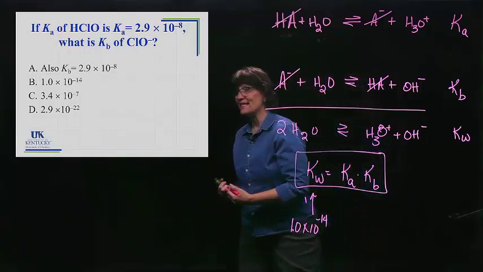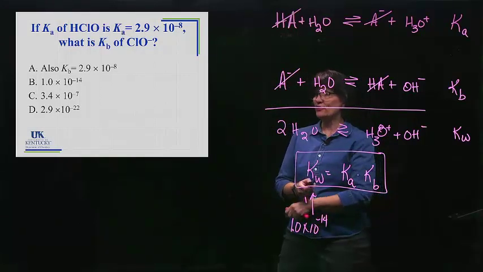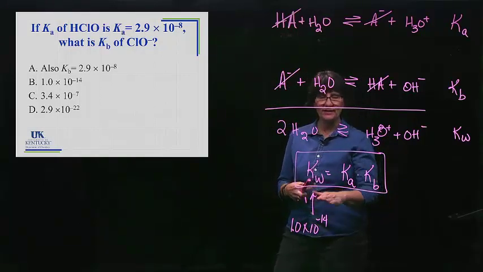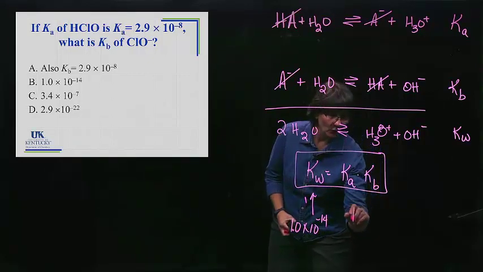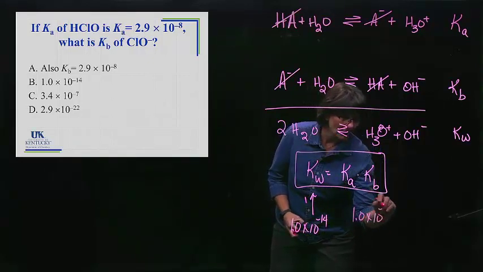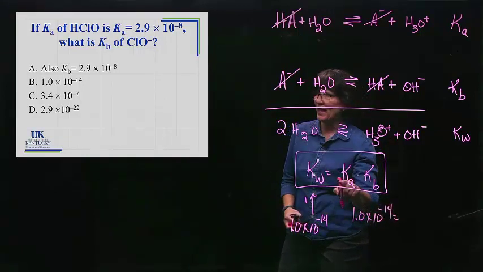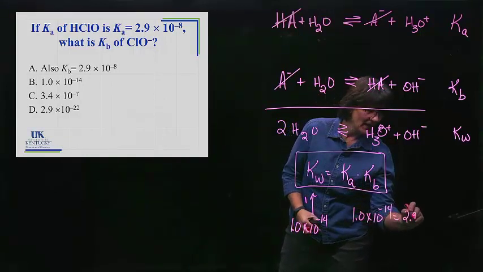Well, did you get C as your choice? Well, that is the correct answer. How do you get C? Well, you plug in what you're given. You know Kw is 1.0 times 10 to the minus 14. You know Ka is 2.9 times 10 to the minus 8.